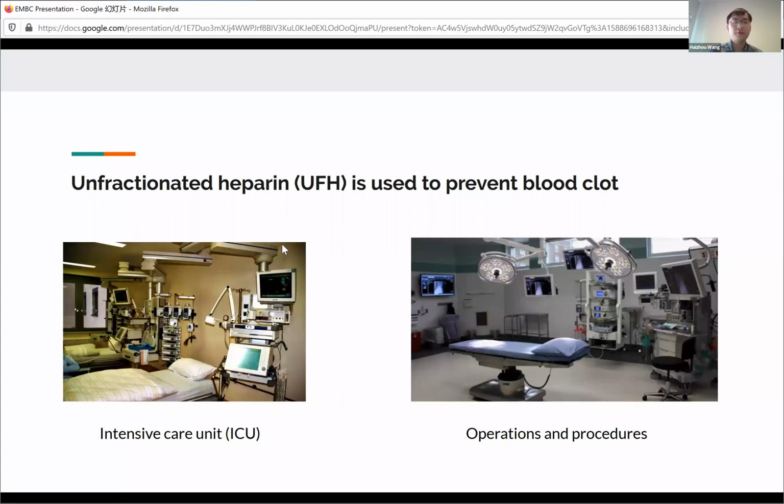So UFH is widely used to prevent blood clots. Here are two places where UFH is widely used: the ICU, where patients need to lie in bed for days and may develop blood clots, and also the surgical operation rooms and some procedures where there will be some cuts for patients.